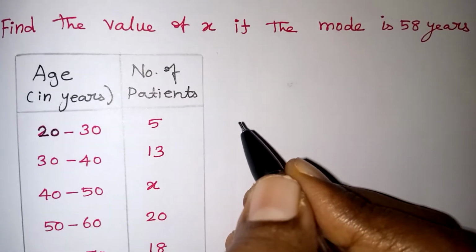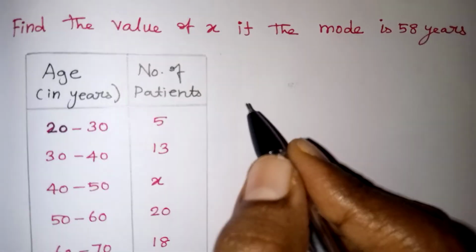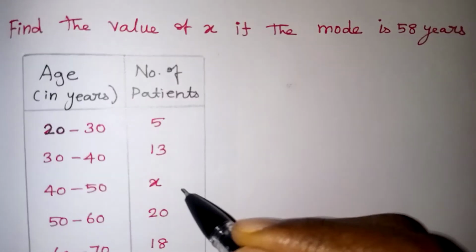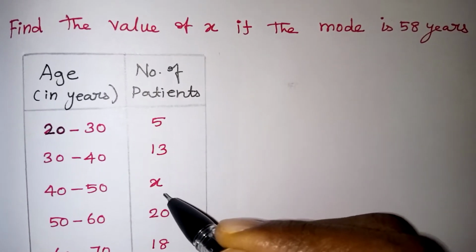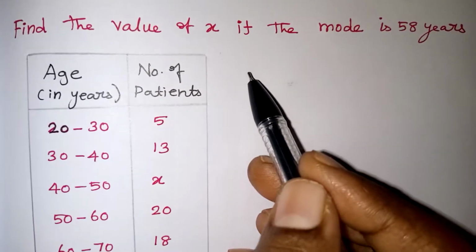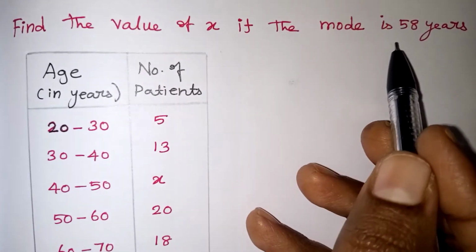Hi students, in this video we are going to learn a mode problem from the book. In a mode problem, some problem will be given with a variable. We need to find the variable. Here the mode value will be given. So here, find the value of x if the mode value is 58.